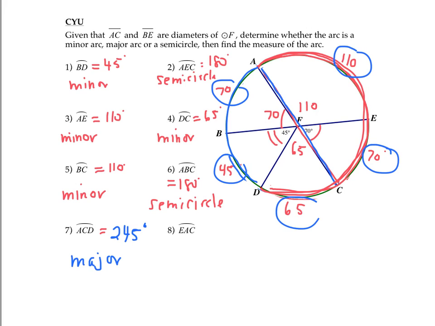Okay, for EAC, we're coming around the other way, E to A to C. I know it's crazy. And EAC is the whole circle except for this little arc of 70 degrees. So EAC has a measure of 290 degrees, and it is a major arc because it's greater than 180.